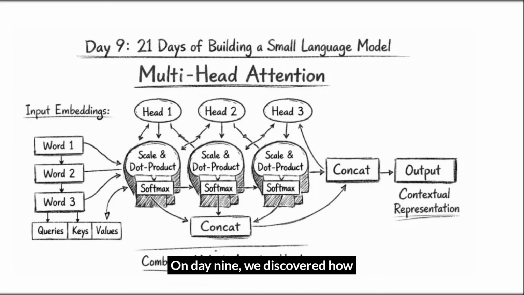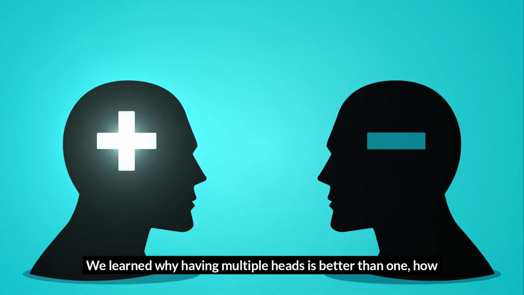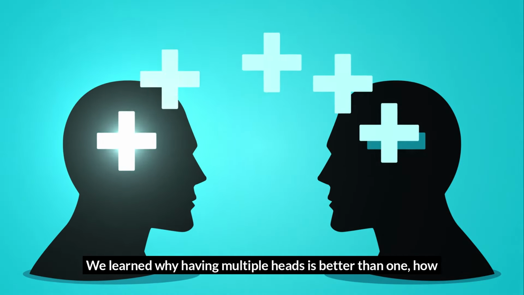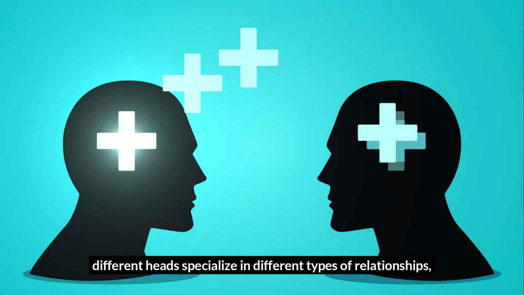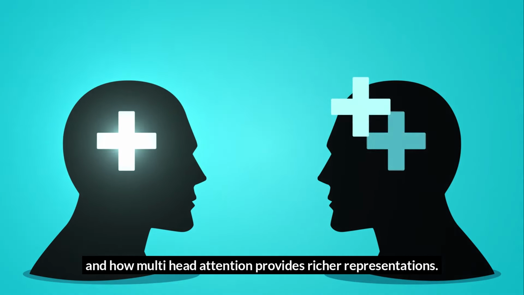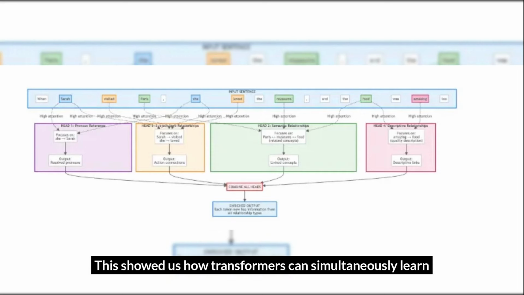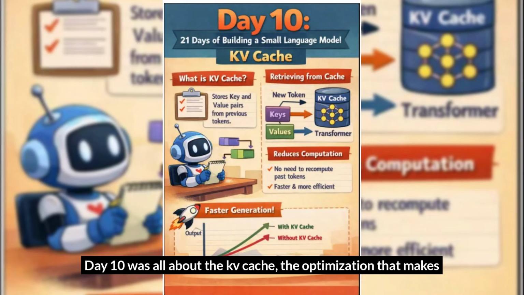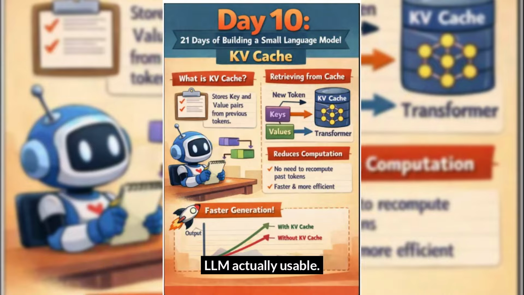On day 9, we discovered how multiple attention heads learn different patterns. We learned why having multiple heads is better than one, how different heads specialize in different types of relationships, and how multi-head attention provides richer representations. This showed us how transformers can simultaneously learn many different types of relationships, syntactic, semantic, positional, all at once through parallel attention heads. Day 10 was all about the KV cache, the optimization that makes LLMs actually usable.